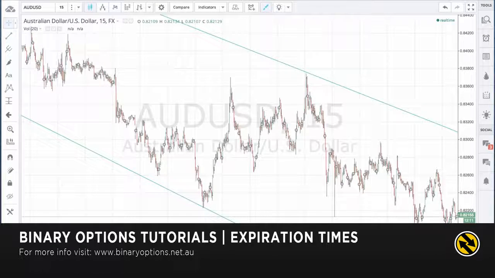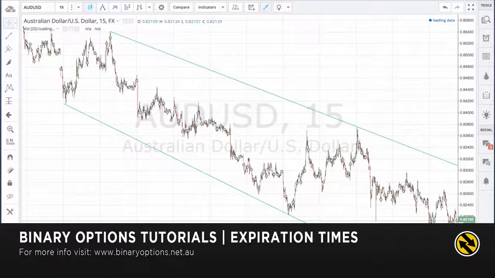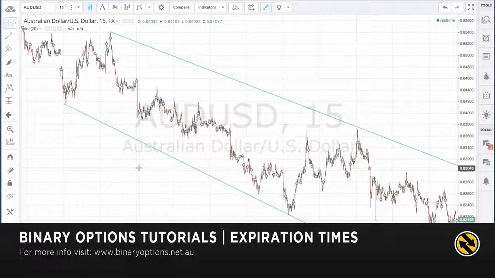we can start to get a clearer picture of which way this particular forex pair is actually moving. And as you can see here, the Australian dollar against the US dollar is in a downwards trend. So this can definitely help in your trading strategy on how you wish to trade, potentially 15-minute expiries or higher.